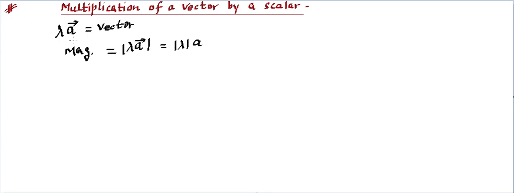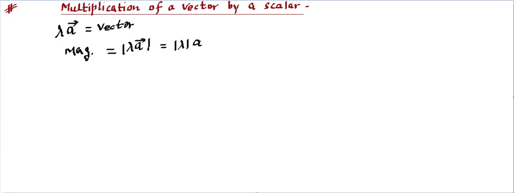Lambda is a scalar, so the magnitude will become mod of lambda times a. This is going to be positive because we know the magnitude is positive, which means that this vector will be multiplied by the lambda factor. That means the magnitude of that vector will be changed by the lambda factor. So whatever scalar quantity we multiply with, that entire vector becomes the scalar quantity times that vector's magnitude.